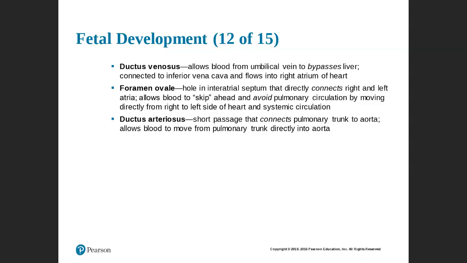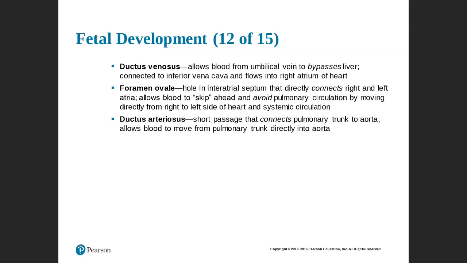Remember, the ductus venosus allows blood from the umbilical vein to bypass the liver, and then connects to the inferior vena cava, and then flows into the right atrium of the heart. The ductus venosus will eventually become a ligament of the liver. Okay. The foramen ovale, which is the opening between the right and left atrium, which allows the right atrial blood to communicate with the left atrial blood, will close also. It becomes a depression called the fossa ovalis after it closes.